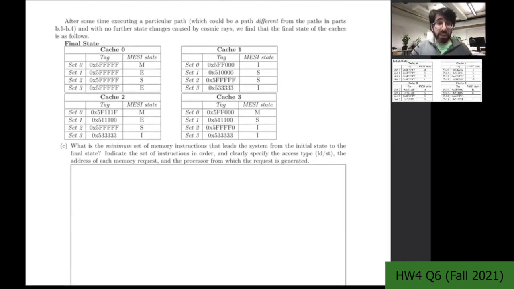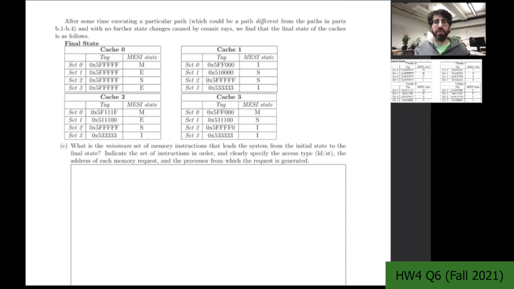After some time executing a particular path, which could be a path different from the paths in the previous parts, and with no further state changes caused by cosmic rays, we find that the final state of the caches is as follows, and we see the final state here. The question is, what is the minimum set of memory instructions that leads the system from the initial state to the final state? Indicate the set of instructions in order and clearly specify the access type, load or store, the address of each memory request, and the processor from which the request is generated.